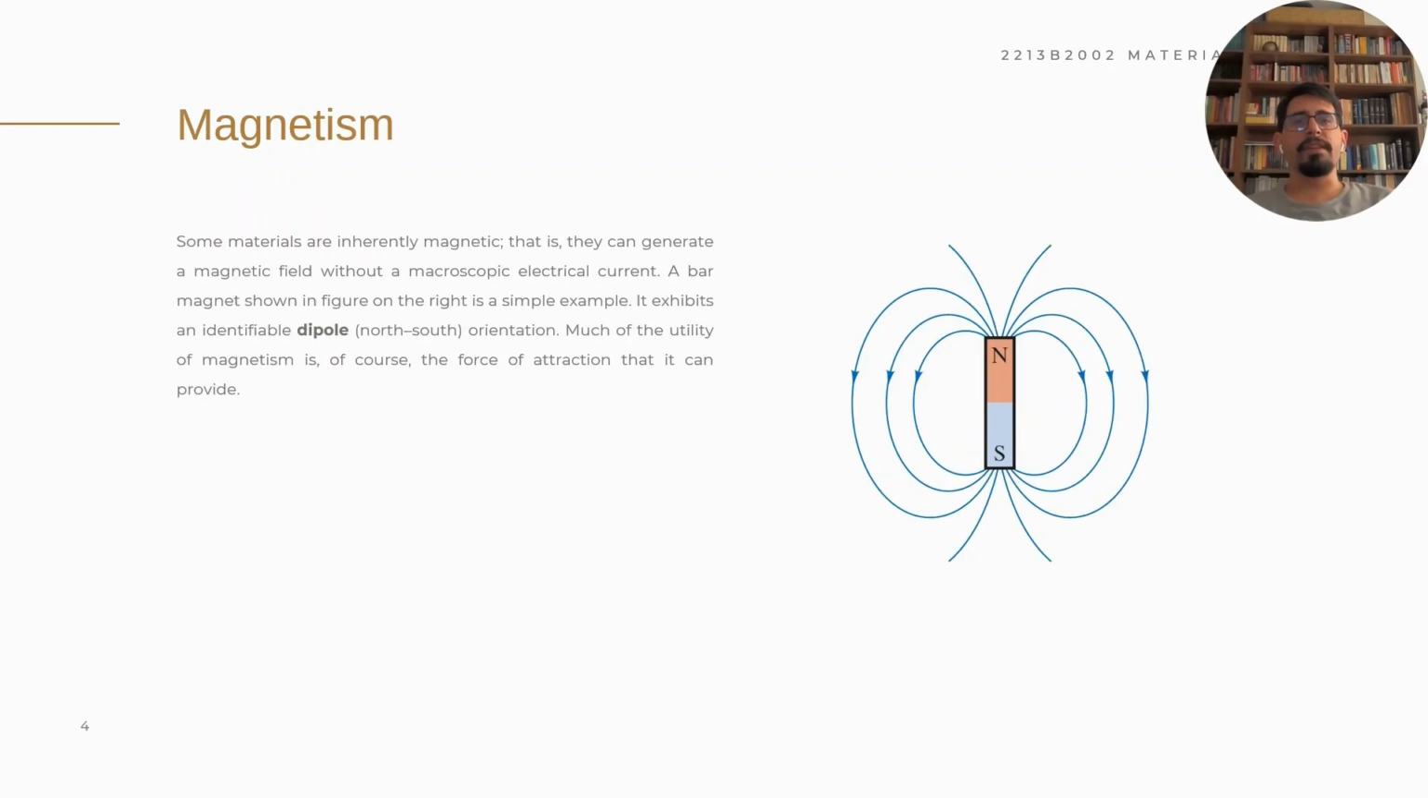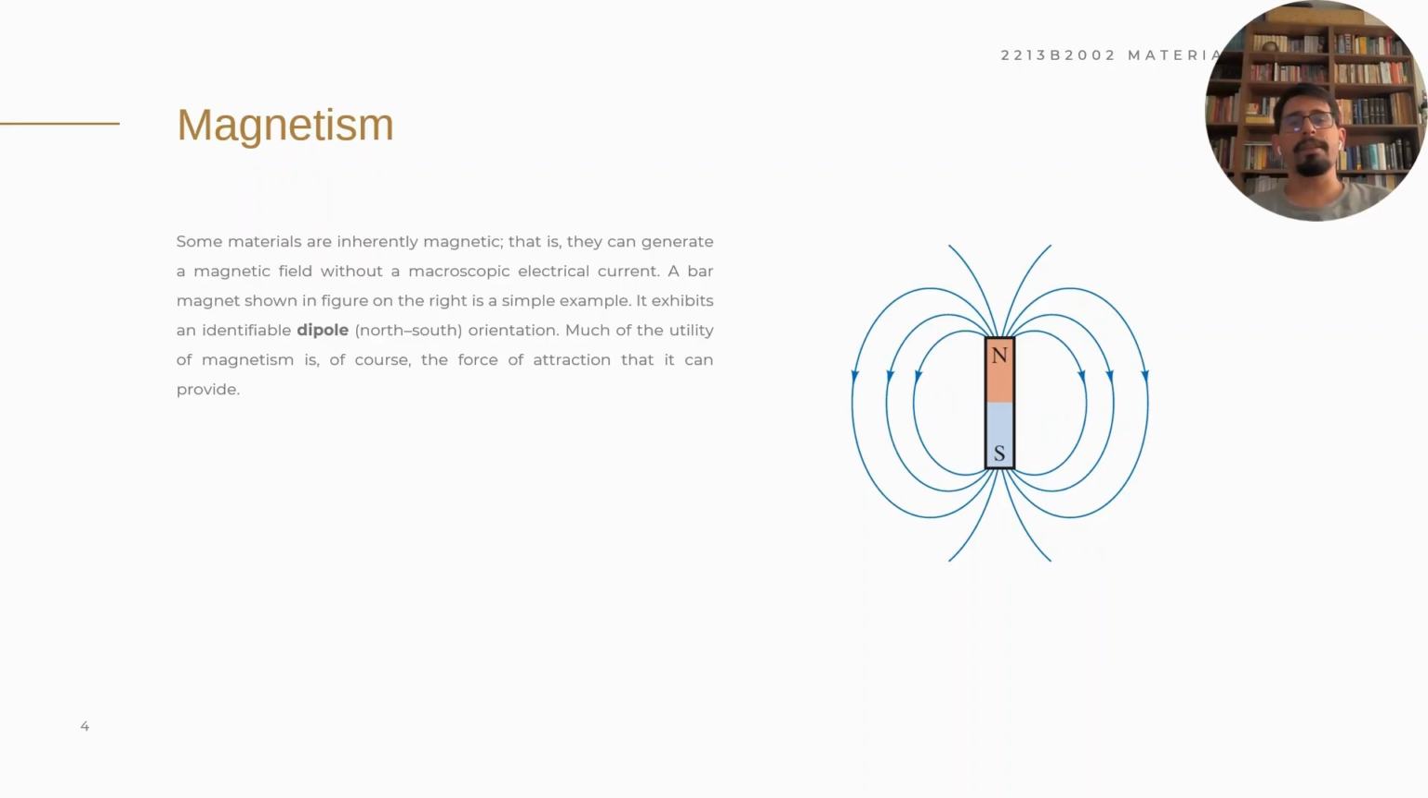Some materials are naturally magnetic. They don't need any electrical current to produce a magnetic field. A classic example is the bar magnet, like the one shown on the right. This simple object holds a magnetic dipole with a north and south pole. The magnetic field lines loop from one end to the other, creating a clear direction of magnetic force. Why does this matter? Because it gives us one of magnetism's most powerful and useful properties, attraction.